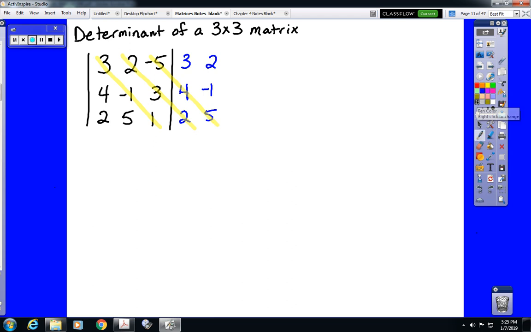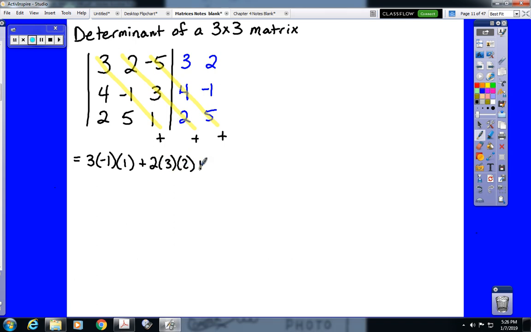So these three are going to be positive products. What I'm saying there is we're going to multiply those numbers together. 3 times -1 times 1 plus 2 times 3 times 2 plus -5 times 4 times 5.